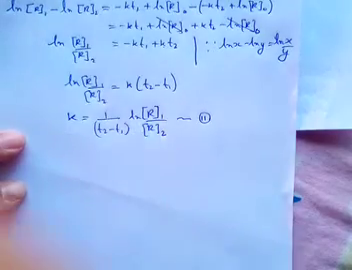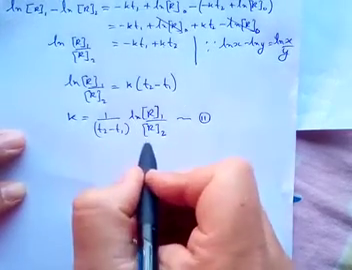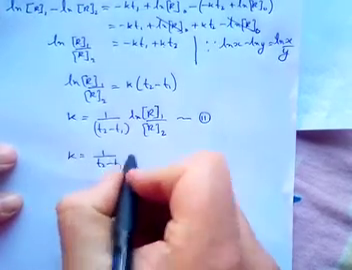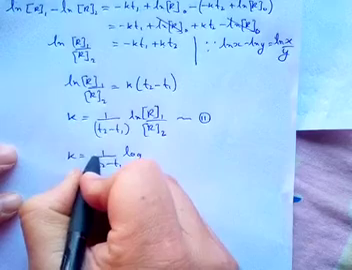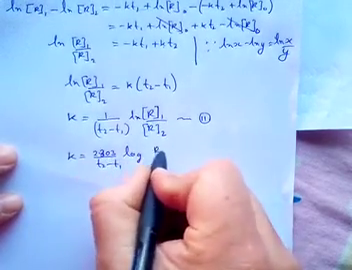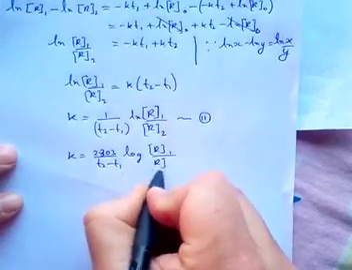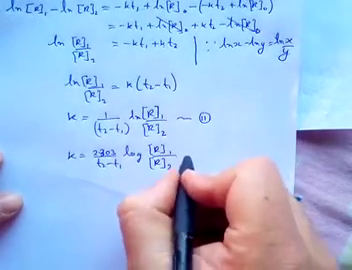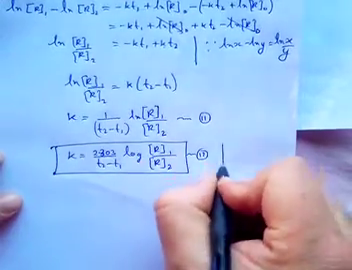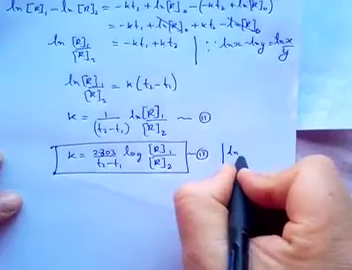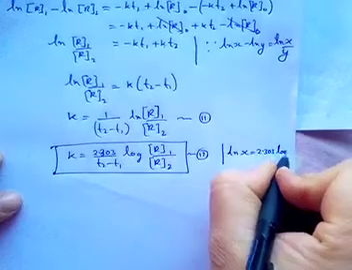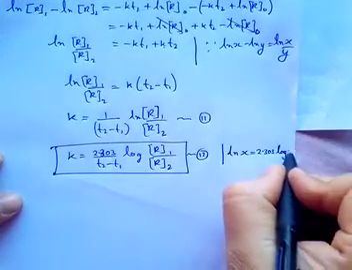Now we have to replace this ln with log to the base 10. So k equals 1 by t2 minus t1 times 2.303 log r1 by r2. This is one of the important equations, equation 12. I must write here that ln x can be written as 2.303 log x.